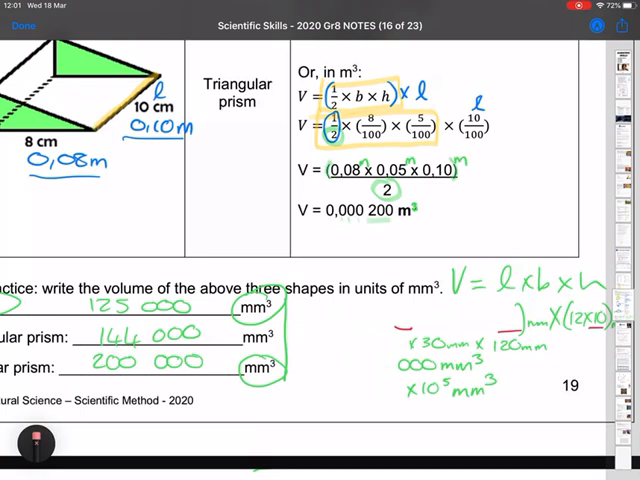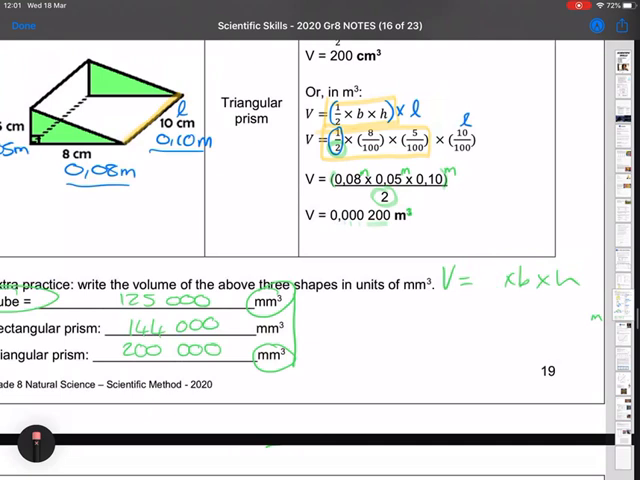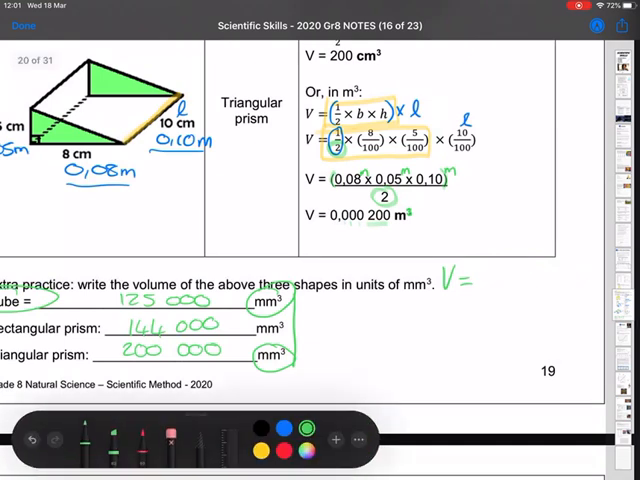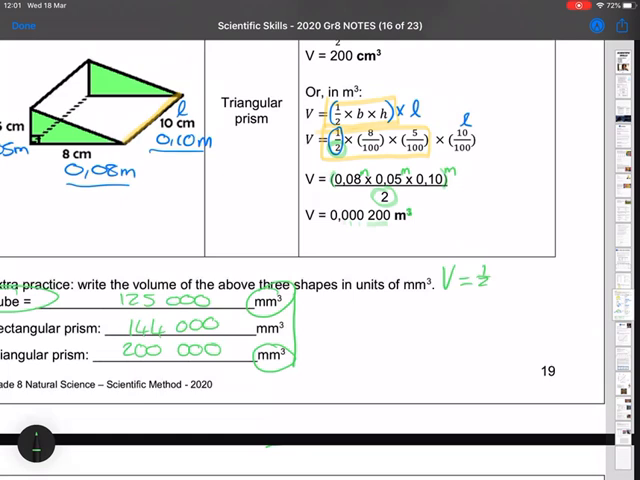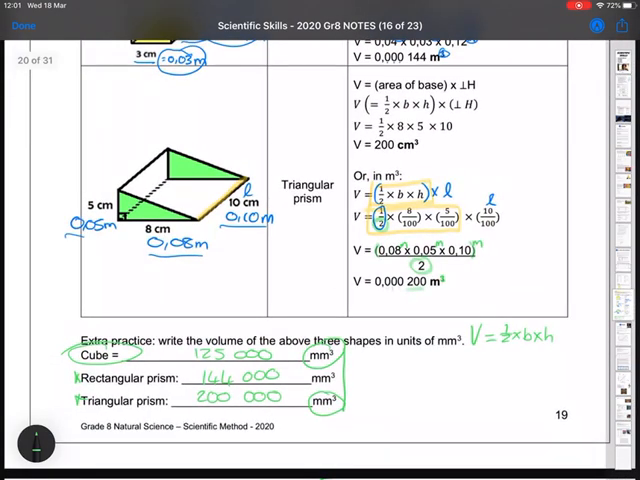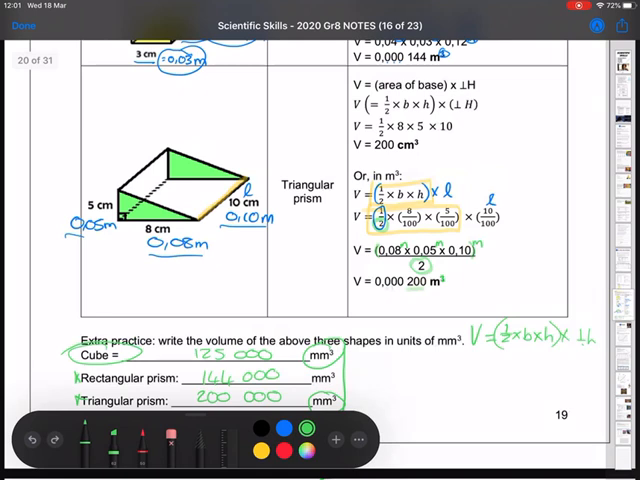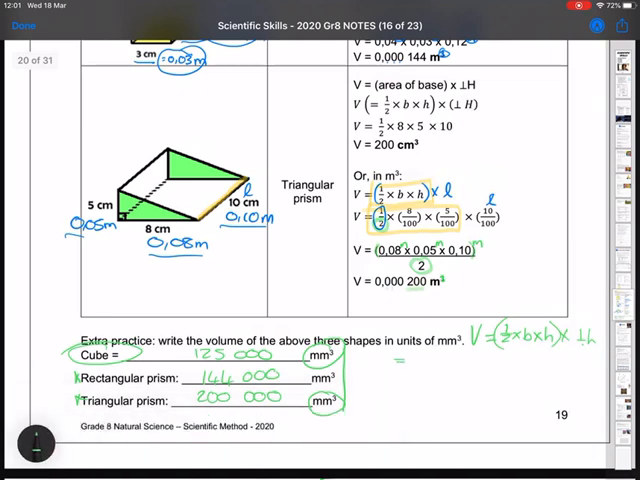Now let's do the triangular prism. Remember the formula for a triangular prism is half base times height, because a triangular prism is half of a rectangular prism. So this formula that's over here, you're going to have to rewrite it. Half times base times height will give us the area. And then you need to also multiply it then by the perpendicular height of the prism. So what's in the brackets is just for area, then you then multiply it by perpendicular height to get the volume of the prism.